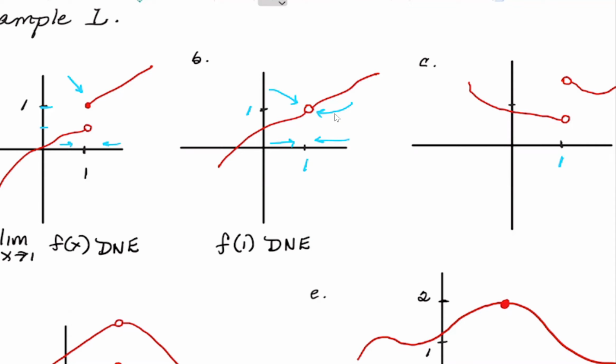Let's look at the third scenario. Well, in the third scenario, we have f of 1 does not exist, and the limit as x approaches 1 of the function does not exist. So we have two conditions that are not satisfied, so therefore the function is not continuous.